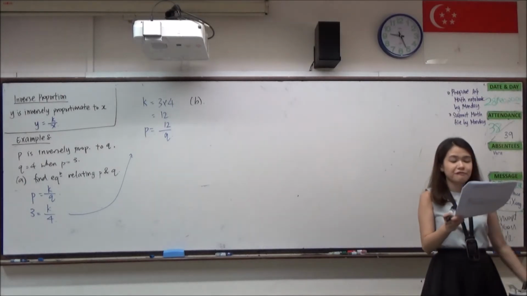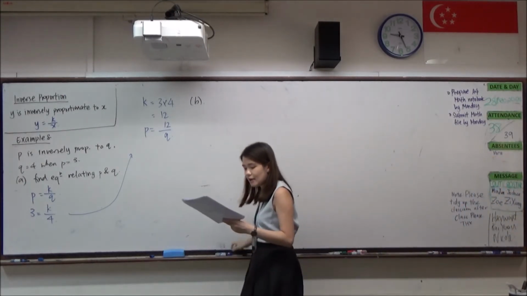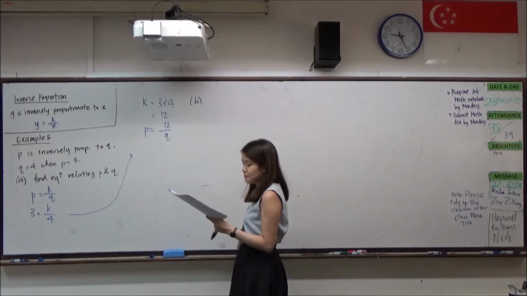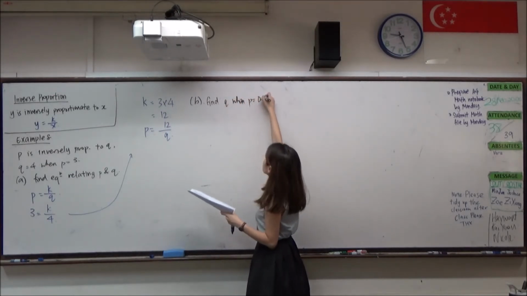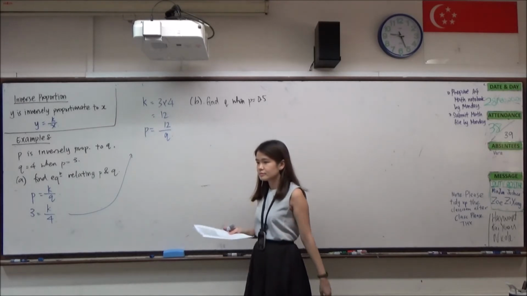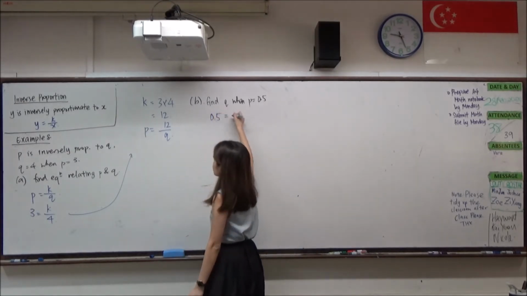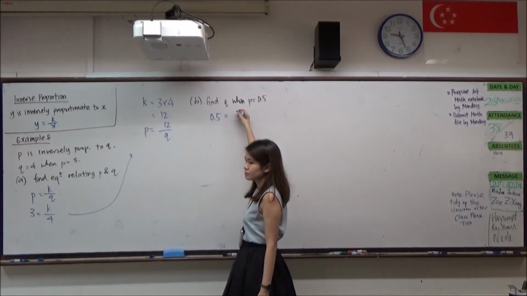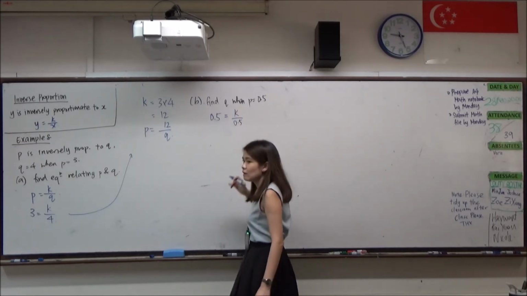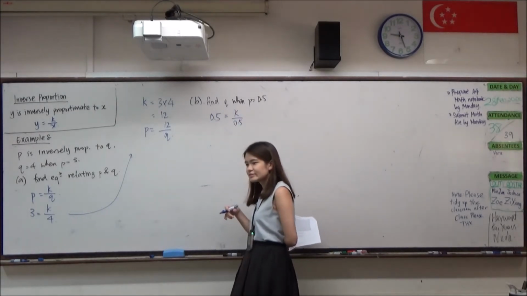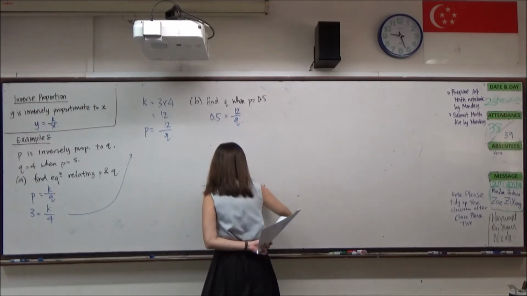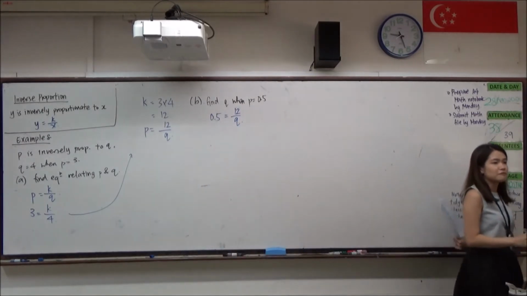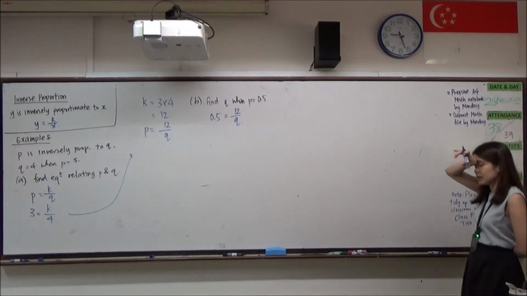Next, in part B, we want to find the value of Q when P is equal to 0.5. How to do this? Part B, find Q when P equals 0.5. 0.5 equals K over Q. Then what are we finding? Wait. 12 over Q. Please don't solve anymore. So 0.5 is equal to 12 over Q since we know that P is 0.5, given in the question.